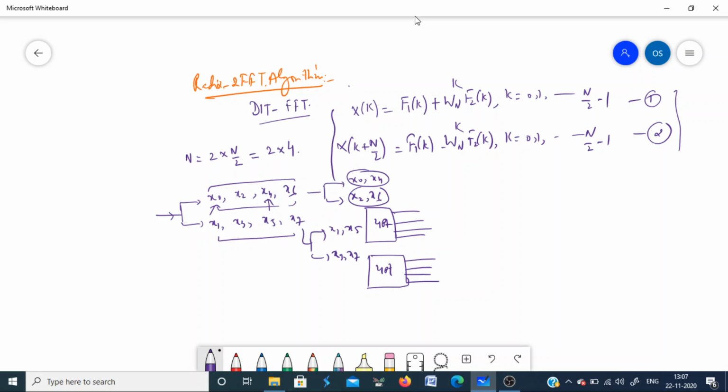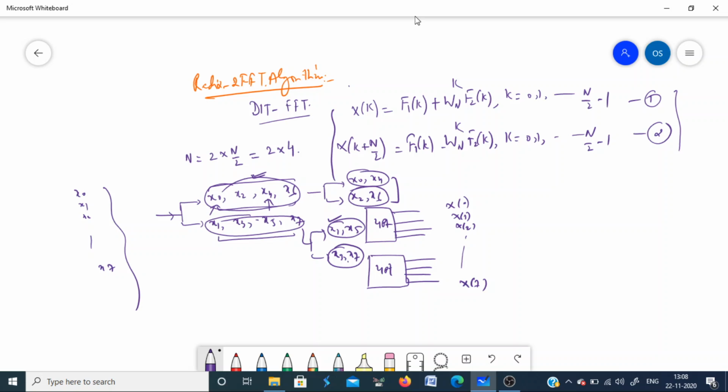Then you combine these 2-point FFTs to get a 4-point FFT. That will be the 4-point FFT of basically this sequence. Similarly, you find the 2-point FFT of this, and the 2-point FFT of this, and combine them to get a 4-point FFT. That will be the 4-point FFT of this sequence. And then you finally combine the 4-point FFT of this sequence and the 4-point FFT of this sequence to get the 8-point FFT, which will be the 8-point FFT of this sequence x0, x1, x2 up to x7. So your final answer will be in the same sequence x0, x1, x2 up to x7.